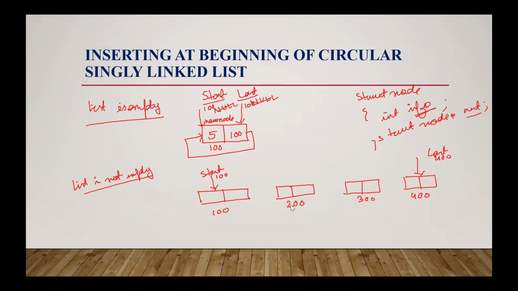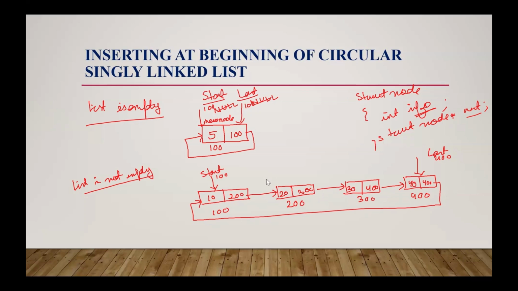This stores the 100 address, this stores the 200 address, this stores the 300 address, and this stores the 400 address. Now it is a circular linked list, so the last node stores the address 100 and points back to the first node. The information stored is 10, 20, 30, 40. So this is the linked list that is already present.